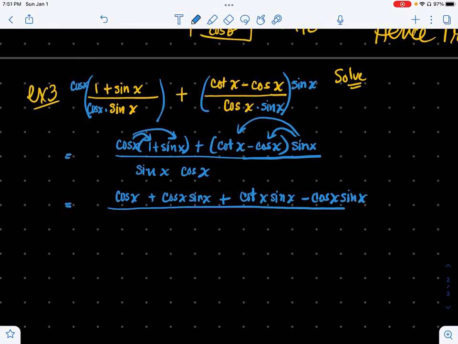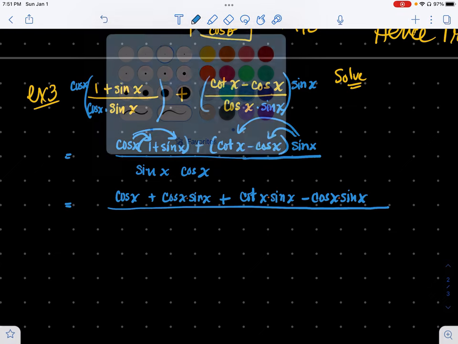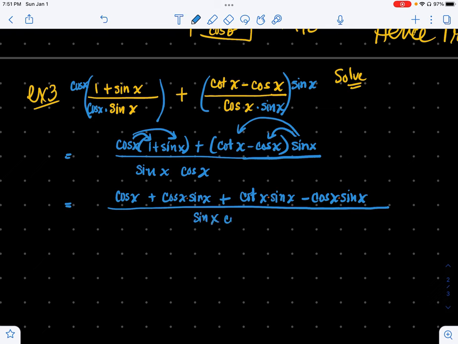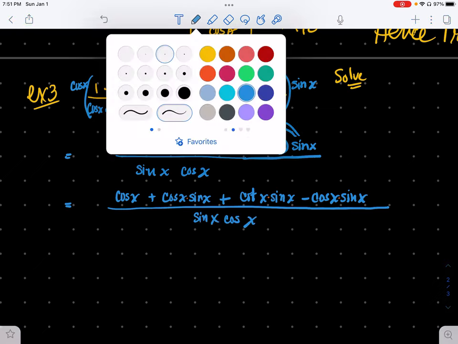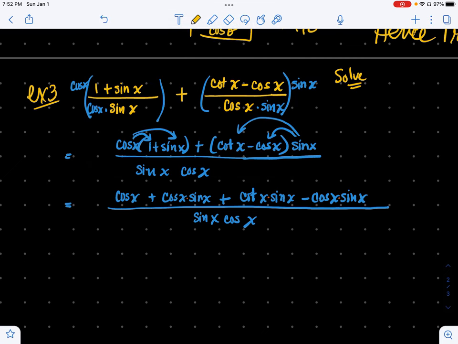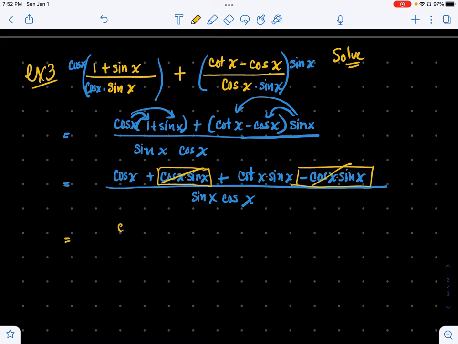When two trig functions are written next to each other, they're by default multiplication. So it's cosine times sine x times this, so that was just sine x, over sine x times cosine x. Okay. In the numerator, do you see something starting to cancel? Sine, cosine, minus sine, cosine. It's the exact same thing, different signs. It's just perfect. They cancel. That's so satisfying. Then I have cosine x plus cotangent x sine x.